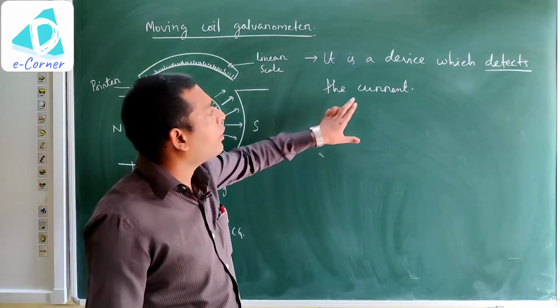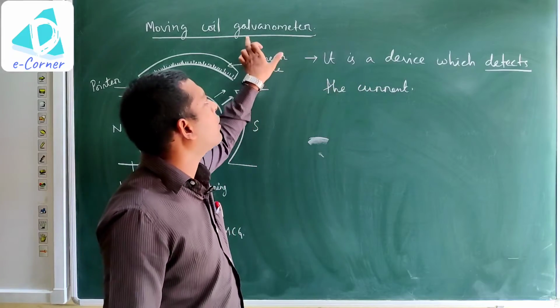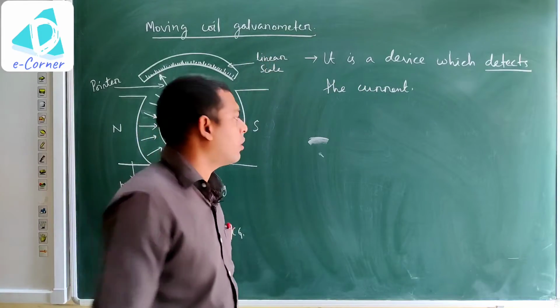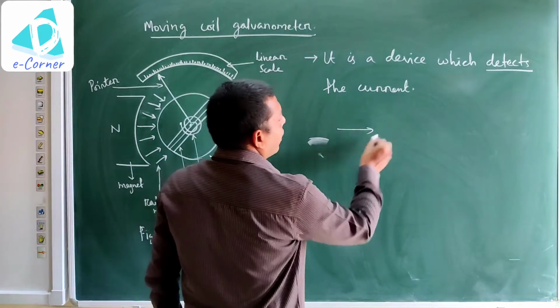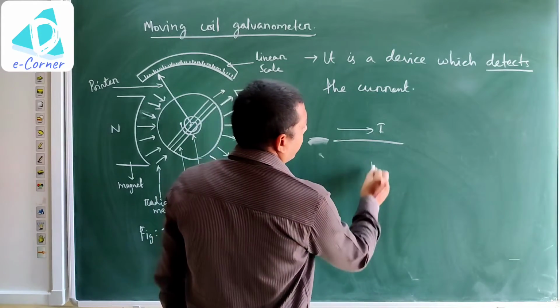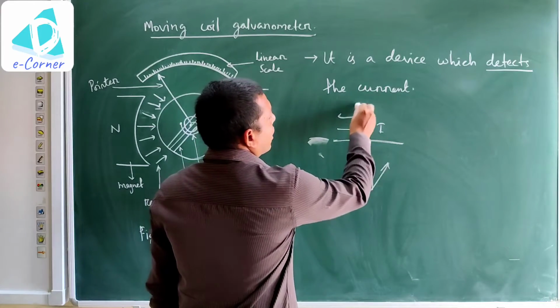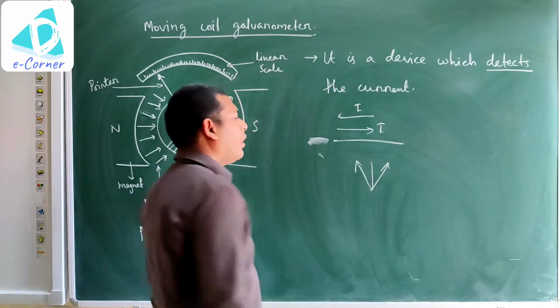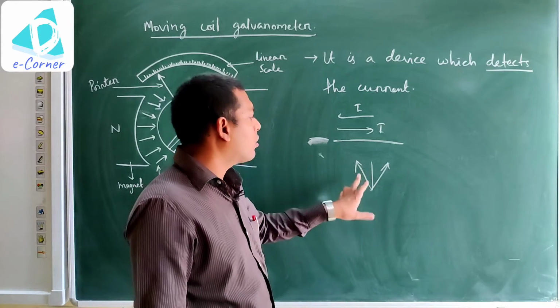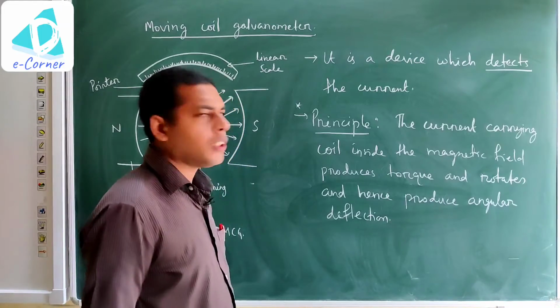Current is passing through it or not, just to see that, we use the moving coil galvanometer. Suppose the direction of the current is this way in a square, and the galvanometer deflects in this direction. If the current direction is changed, the pointer will deflect in the opposite direction. So that we can know the direction of the current is changed.